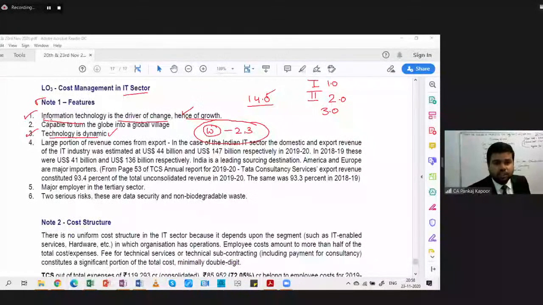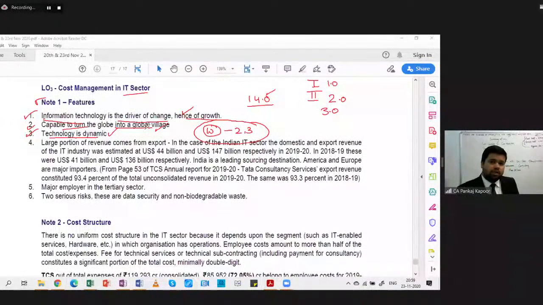Moving further, IT is capable of turning the globe into a global village. Obviously, IT techniques bring the globe nearer to each other. But why do we discuss this point? Friend, the 5-force model of Michael E. Porter is quite important. Although in the previous two sectors I didn't discuss it deliberately due to shortage of time, obviously we need to discuss it.